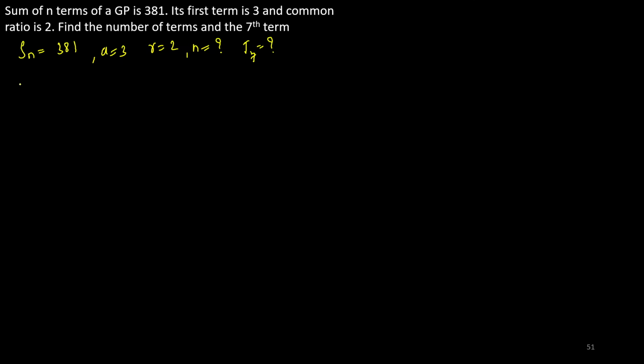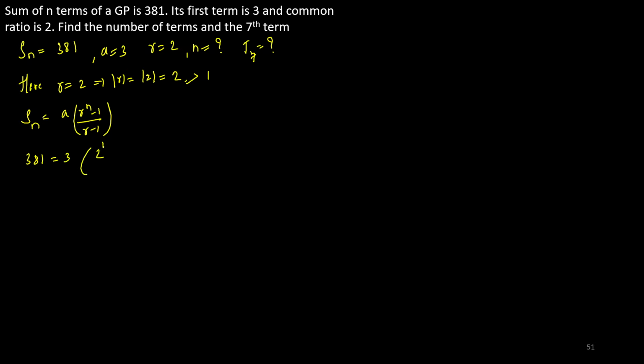Now here r is equal to 2, that implies modulus of r is equal to modulus of 2 is equal to 2, which is greater than 1. So I use the formula Sn is equal to a into r to the power of n minus 1 by r minus 1. So I can write 381 is equal to 3 into 2 to the power of n minus 1 divided by 2 minus 1. So 381 by 3 is equal to 2 to the power of n minus 1.